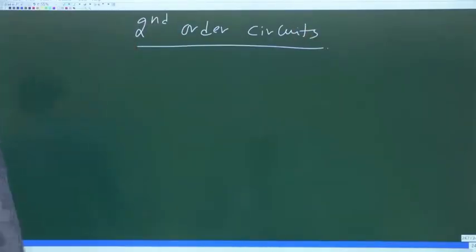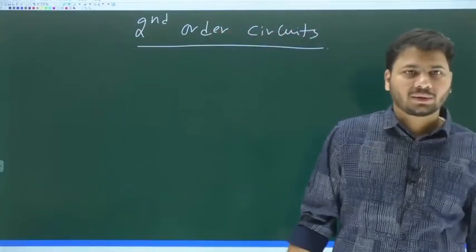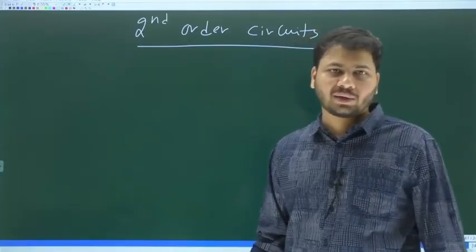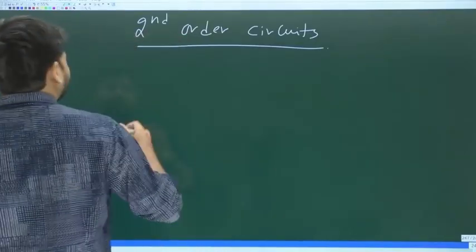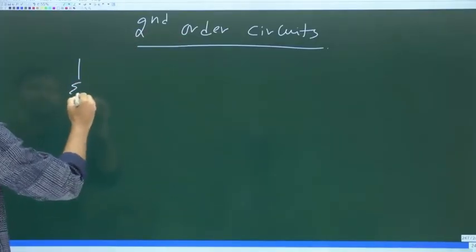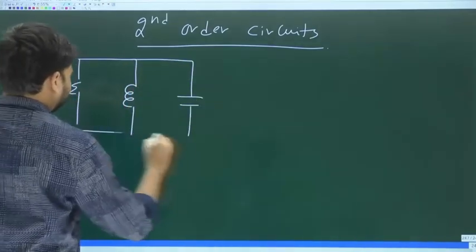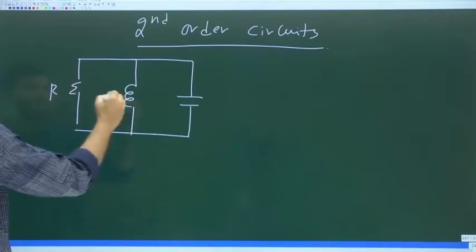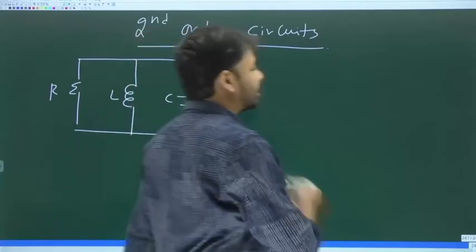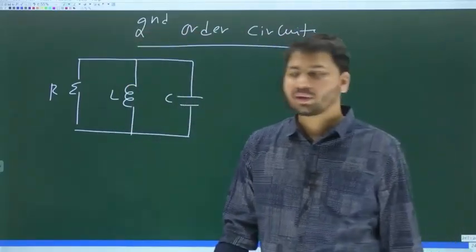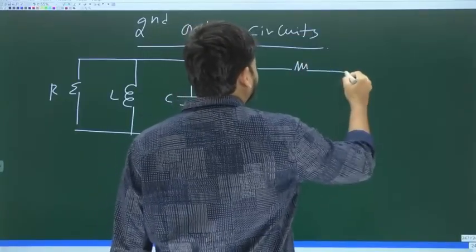So mainly there are two types of second order circuits. One is what? The parallel RLC. The other one is what? Series RLC networks. Okay. So the first one is what? This network. Look at this network. R, L and C, all three are in parallel. So this is called as what? A parallel RLC network.